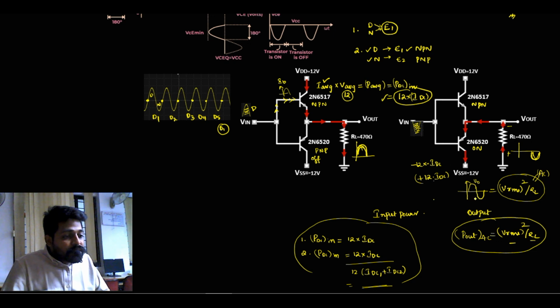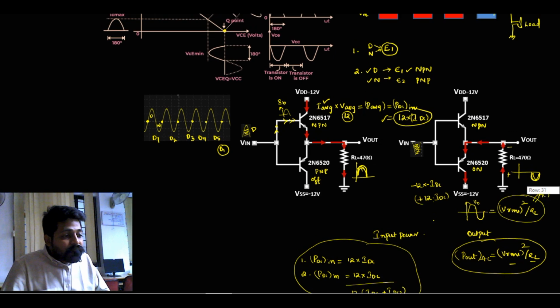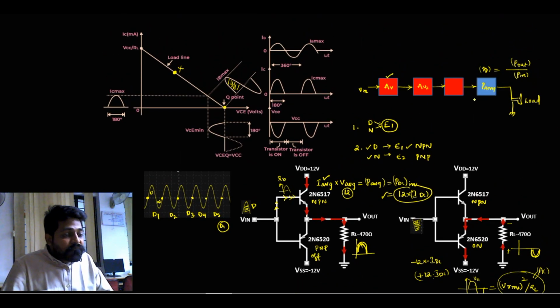Now, the input power I know, which is taken by the two transistors, and the output power I know, which is delivered to the load. If I put a ratio, that will be nothing but the efficiency of the power amplifier. That is the final thing that we have to calculate for the power amplifier. That's what we do in the simulation right now.